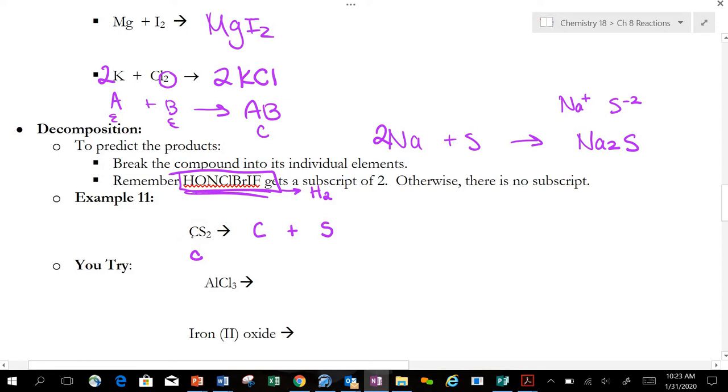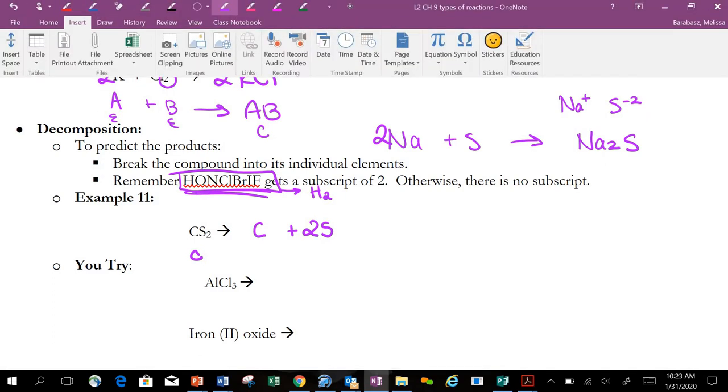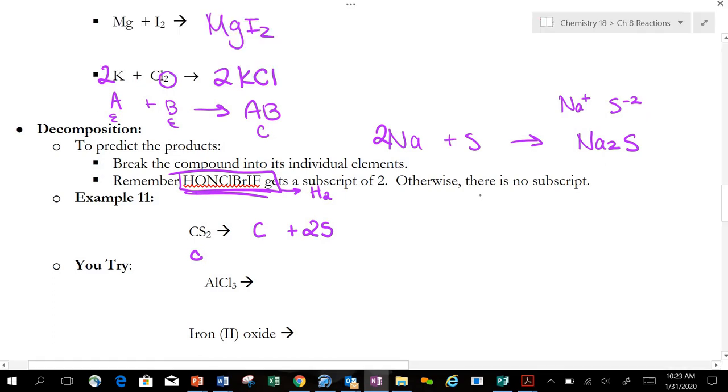Okay, so we have 1 carbon, 2 sulfurs. We want to put 2 sulfurs there. The last thing that we can do here is add our states of matter. So if you remember, black elements on the periodic table are going to be your solids. Blue are your liquids, and red are gases. So carbon, we look, carbon is a solid. Sulfur, we look, and sulfur is black, so it's also a solid. And that is our balanced reaction.